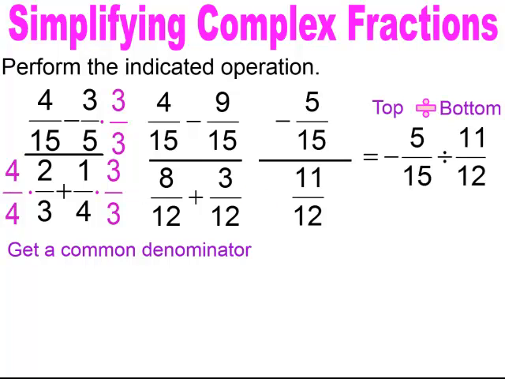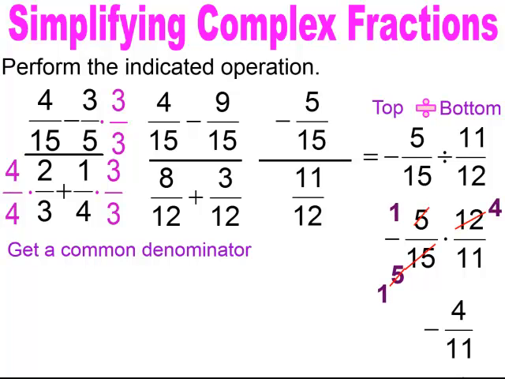Again, it's the top divided by the bottom. Don't lose your negative sign. And then you're going to have this: keep the first fraction, change it to multiplication, flip the second, simplify, and multiply across. Now be careful here, because when I simplified, I end up having 5 over 5, which reduces, so your solution is a negative 4 over 11.